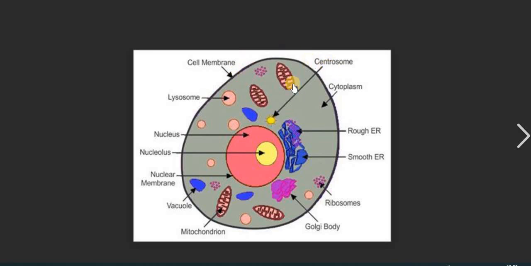This is a centrosome. This centrosome is only present in the animal cell. It is not present in the plant cell. And this is called the cytoplasm. So these all are the organelles. This is the structure of the animal cell.